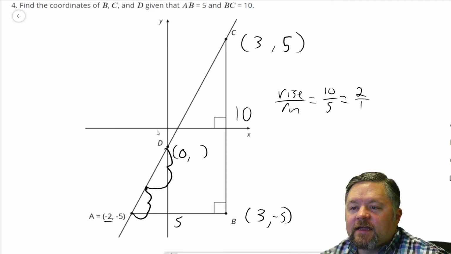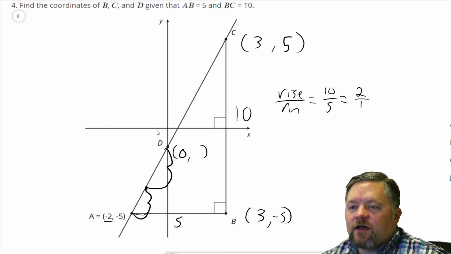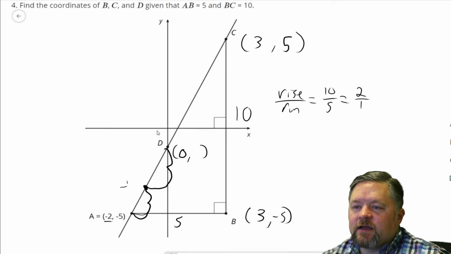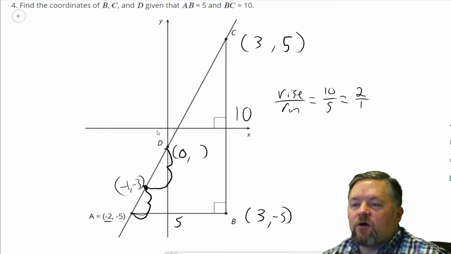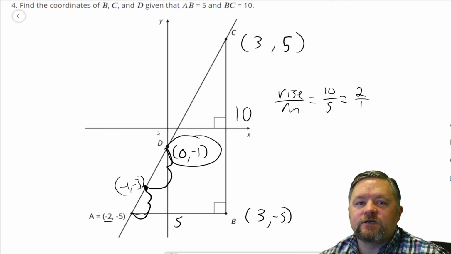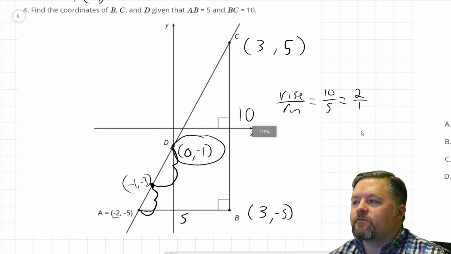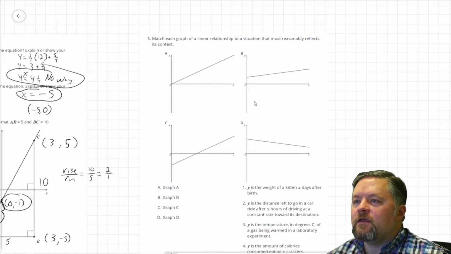So we were at negative 2. If we go over 1, we go up 2. So negative 5 up 2 is negative 5, negative 4, negative 3. So this is the point negative 1, negative 3. Now if we go over 1 further, we're at 0, and we go up 2 from negative 3, which would be negative 1. So D is the point 0, negative 1. Okay.